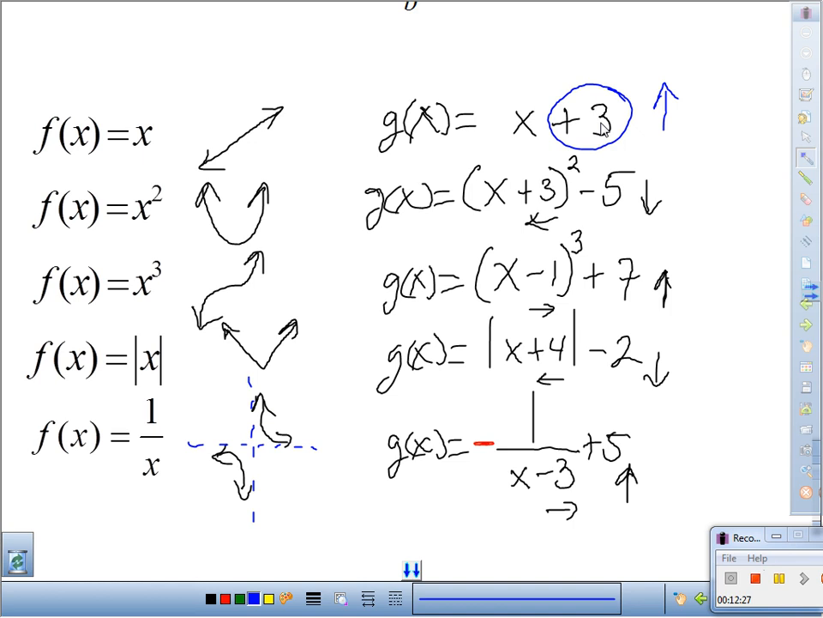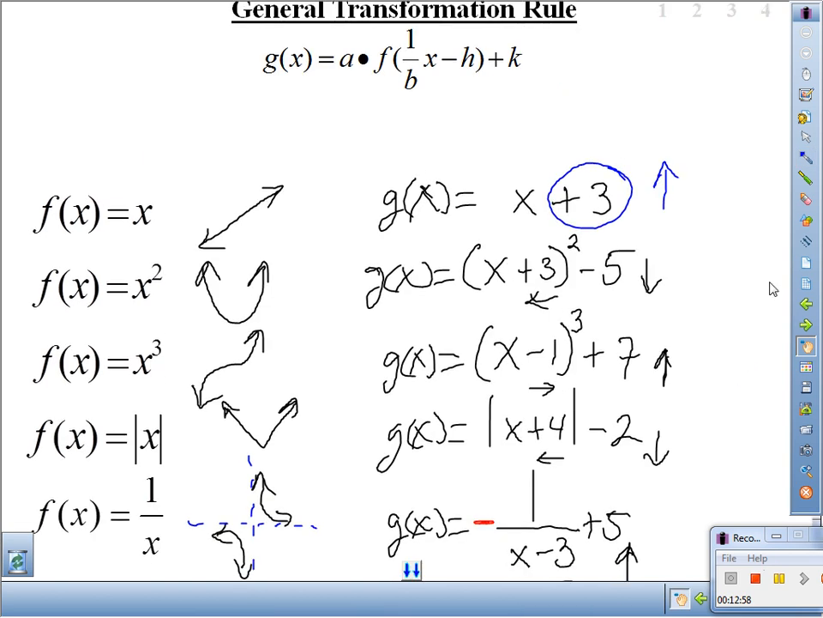Tell your neighbor why this one is different from all the other ones, please. Talk it over to your neighbor. Why is that one different from all the other ones? All right. We're good, right? All right.